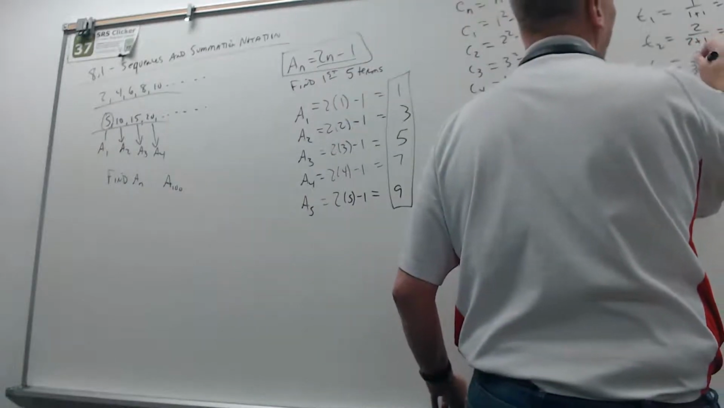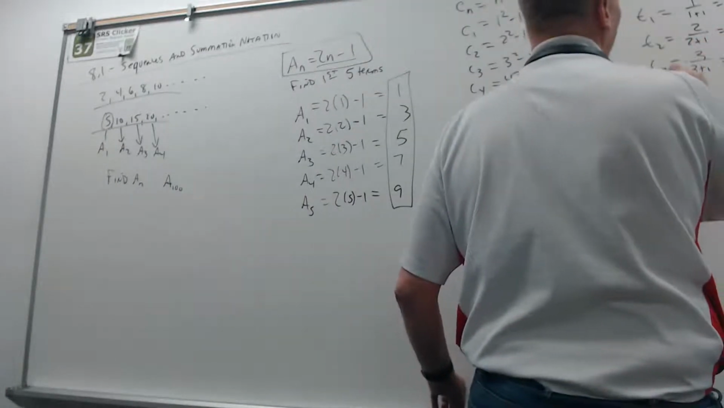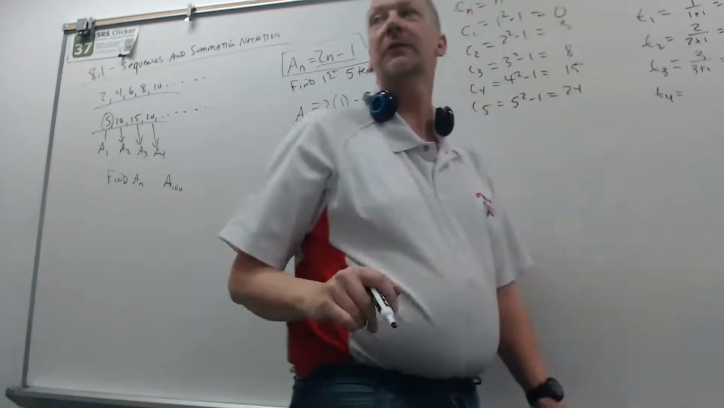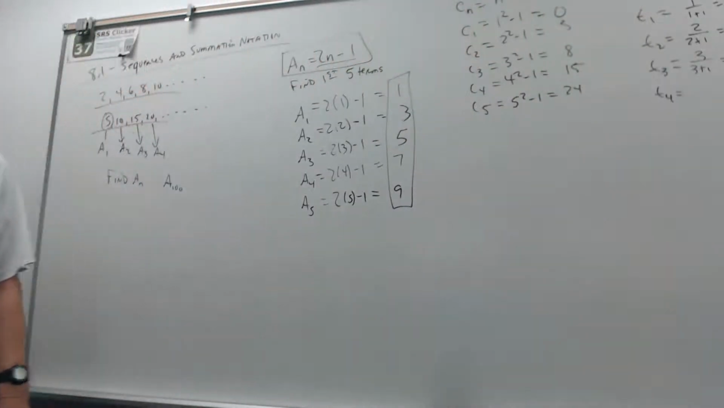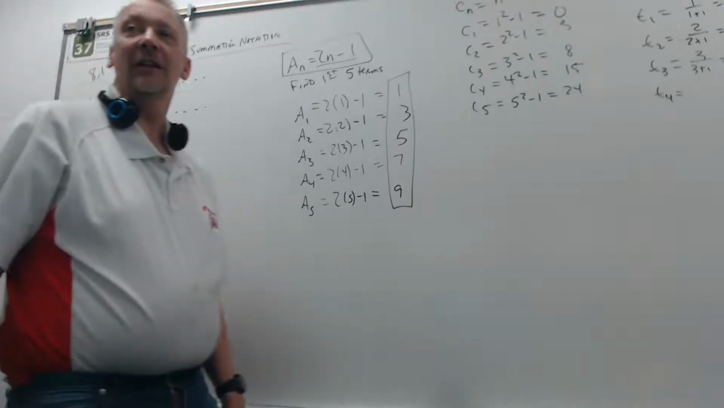3 over 3 plus 1, which equals 3/4. T sub 4 equals what? We're back to Angel again. We're going to go through the class quickly, I can tell. You're going to get picked on 5 times today.